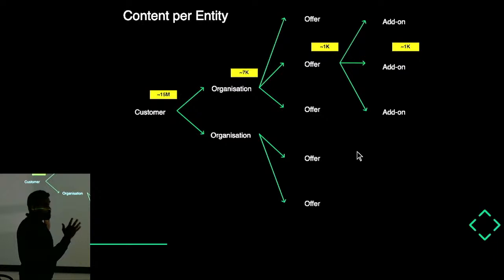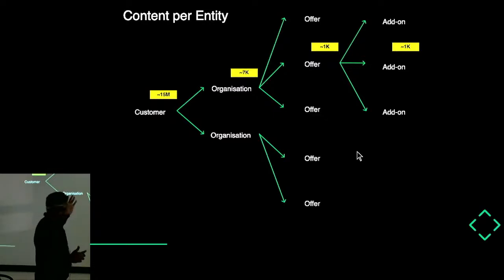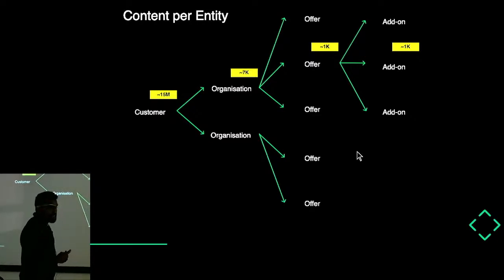And this is the number of entities that we have of each type, right? We have about 15 million customers, about 7,000 organizations, about 1,000 offers, and 1,000 add-ons. So you can imagine it's all a lot of data, and this is where the complexity comes in. Every time each customer comes in, you are loading at least about 15 entities and generating that data to present to them. The way the verification system works is probably the next slide.